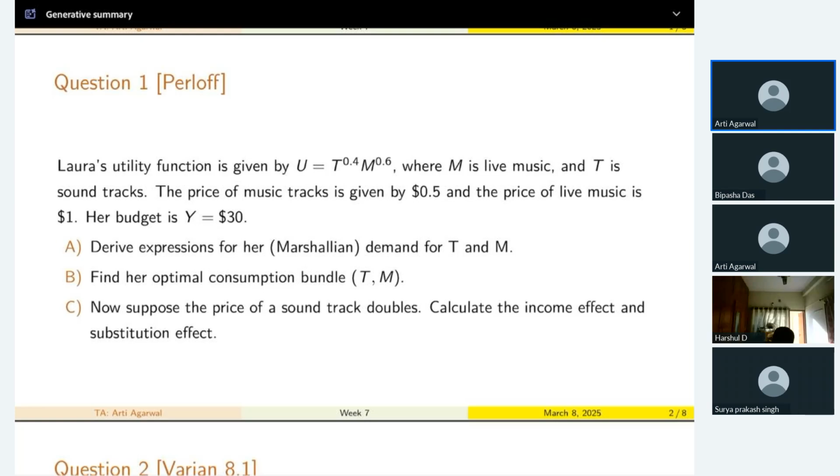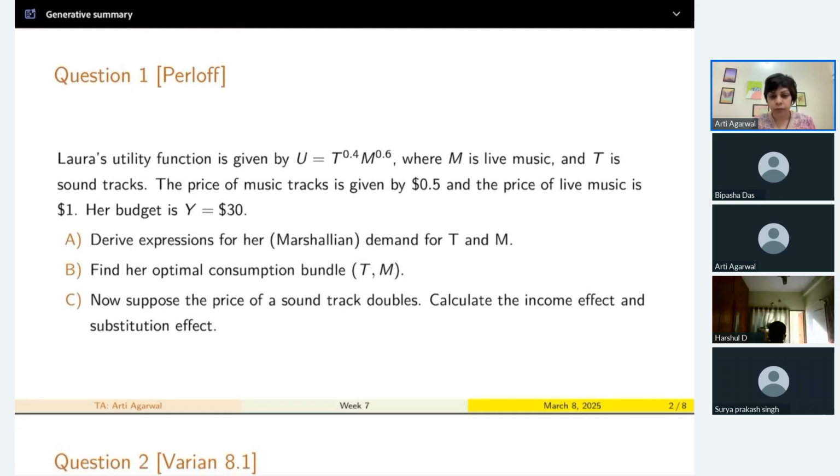Okay. Any luck? Did anybody solve it? Does anybody have the expressions for Hicksian and Marshallian demand? Oh, sorry, only Marshallian. Yeah. Actually, I solved and derived the expression of Marshallian demand. The answer is 18. No, that is the value. That is the consumption bundle. That is not the demand function.